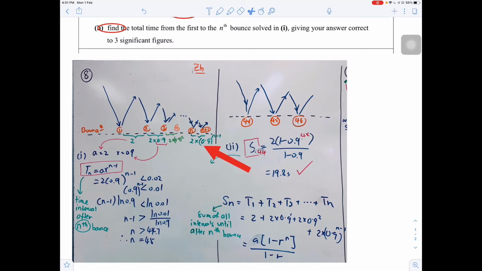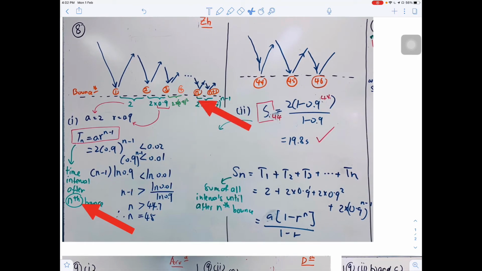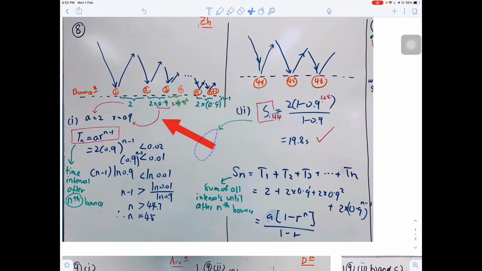Then we can come up with a formula for Tn. Because we know that this is a GP, with first term a equals 2 and r equals 0.9, we can come up with this formula. Now, very important, we need to know what Tn is. Tn is the time interval after the nth bounce. So this is the nth bounce, and Tn, this expression over here, is the time interval after the nth bounce. We must be very clear about that.